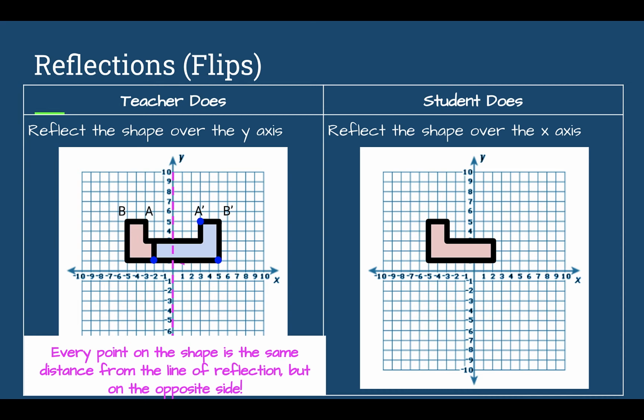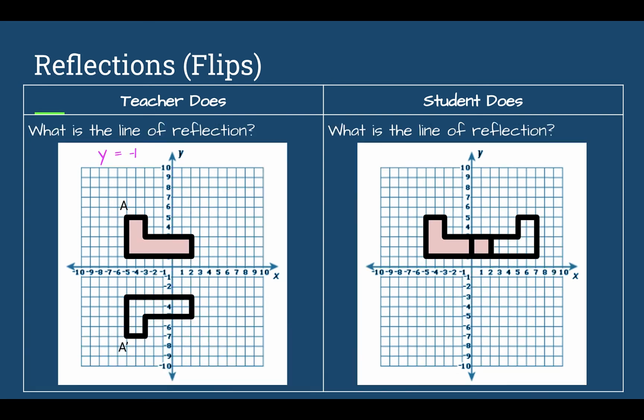Let's check. So you should have actually flipped yours down. The x-axis is the horizontal axis. The bottom side of our pre-image is 1 away. So our image would also be 1 away on the other side. Everything is equal distance, but on the opposite side.